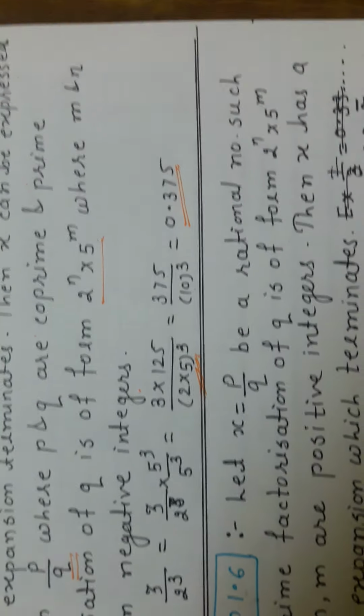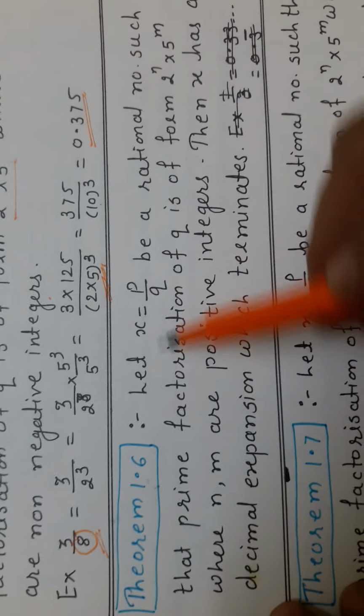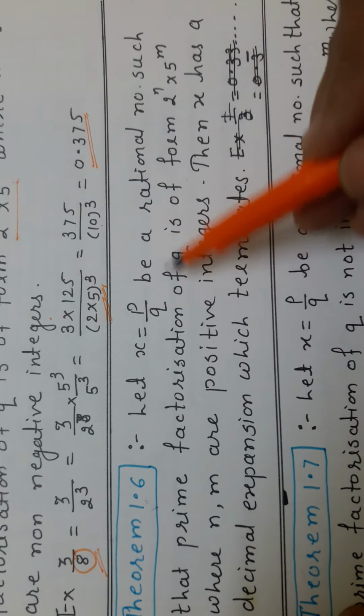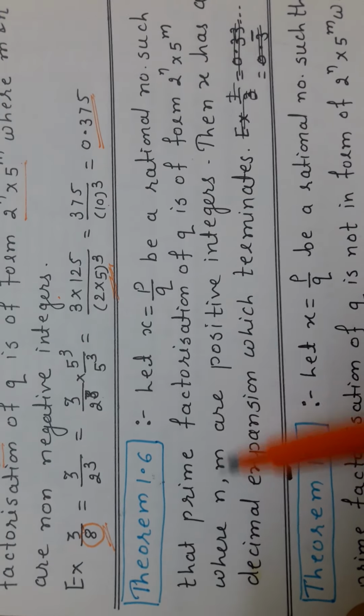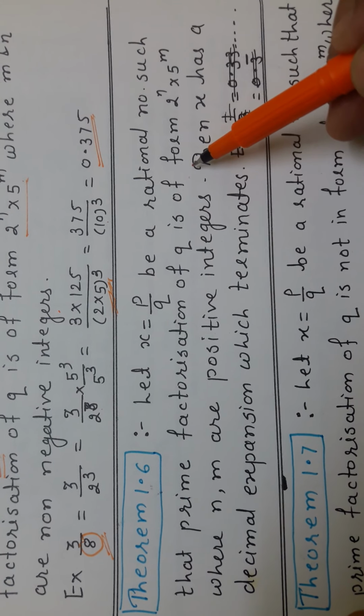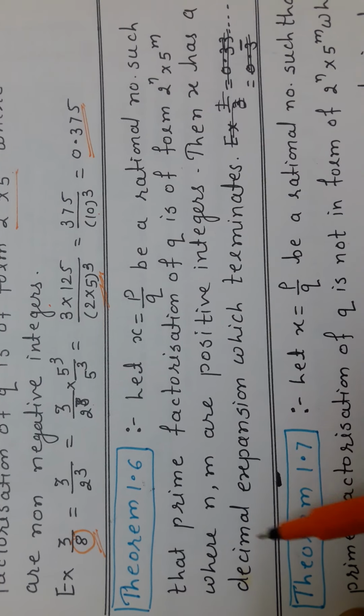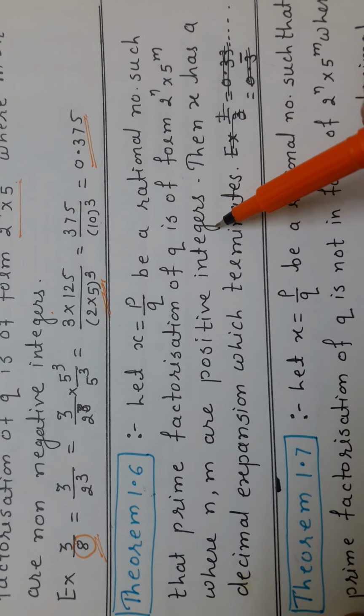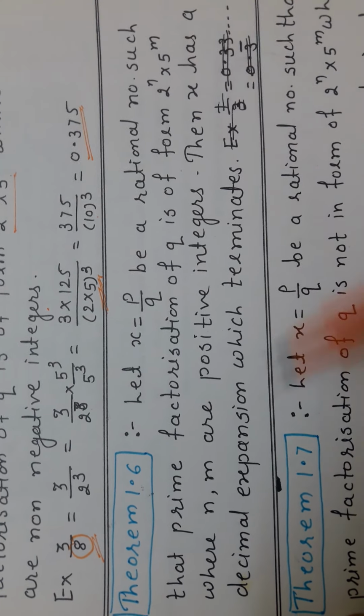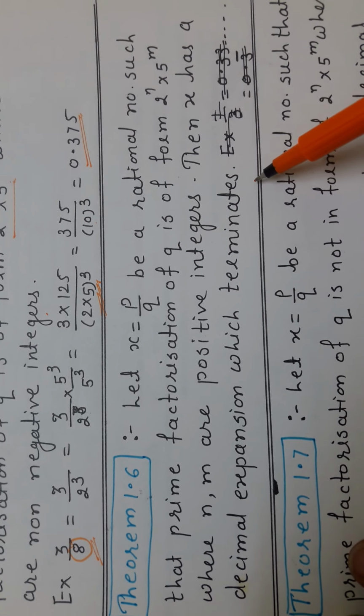Okay. Second, theorem 1.6. Let x is equal to p by q be a rational number such that the prime factorization of q is of the form 2 raised to the power n into 5 raised to the power m, where m and n are positive integers. Then x has a decimal expansion which terminates.